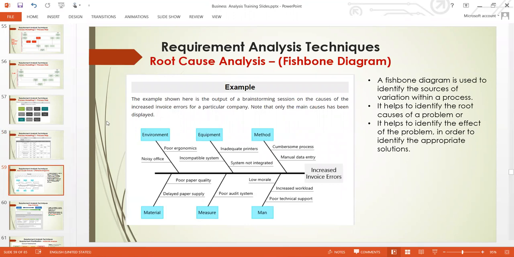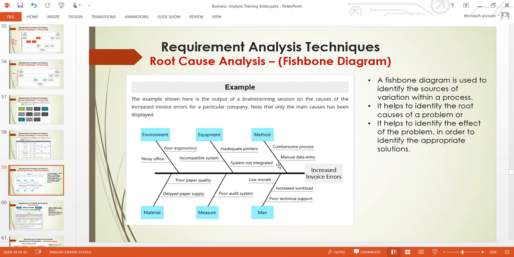we move to root cause analysis. And we are going to use a fishbone diagram. A fishbone diagram is used to identify the source of variation from within a process. It helps to identify the root causes of a problem, or it helps to identify the effect of the problem in order to identify the appropriate solution. So this is a root cause analysis.